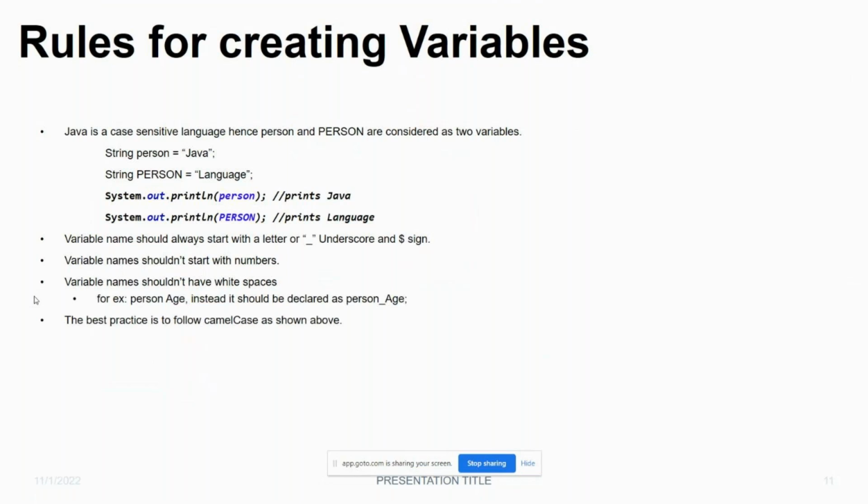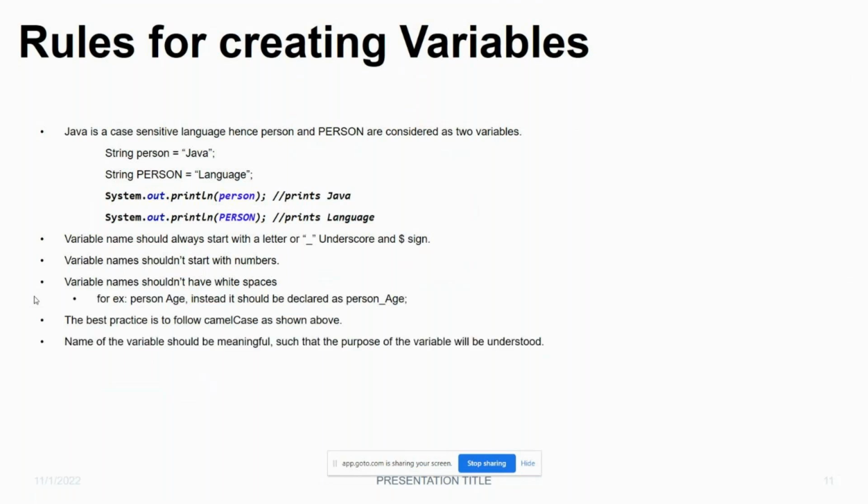And the best practice is camel case. Camel case is nothing but the first letter should be lower case, followed by the next words. That means person with a lowercase p, age with a capital A. This is camel case, and this is what we are supposed to follow. It's a good practice to follow in Java as part of the coding standards.